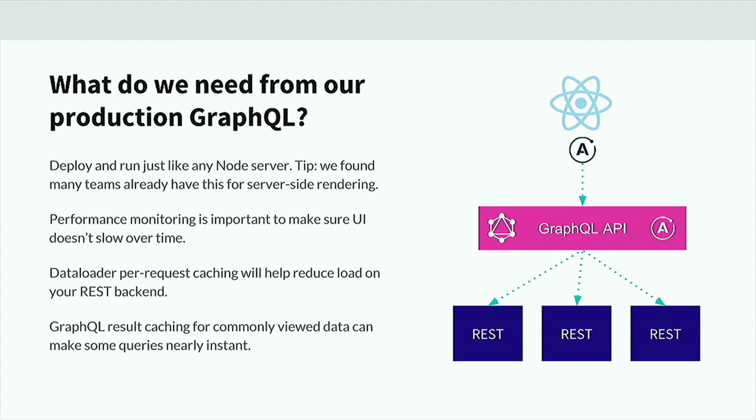One pro tip we found is that some teams at companies that don't have access to backend code do have the ability to run server-side rendered front ends. So that's a place you can run JavaScript. And you could probably jam a GraphQL server in there. We've seen it before. The other thing is, I think performance monitoring is really important, and we're going to go over that later. Then there's some tools you can do to reduce the number of requests to your REST backend, and then you can also apply some caching to your GraphQL results to make some of your most common queries resolve nearly instantly. So let's look into that.